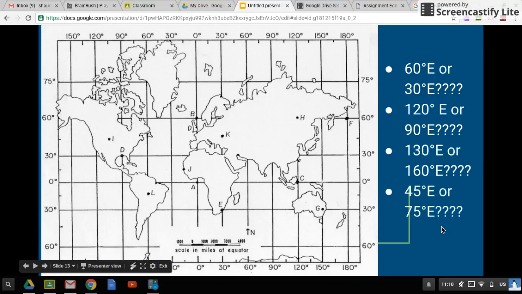Then we have 45 east and 75 east. The bigger the number, the more east it is in this case. If they're both east, then whichever number is the biggest is the one that's more east. So if the question is which coordinate's most east, it would be 75.